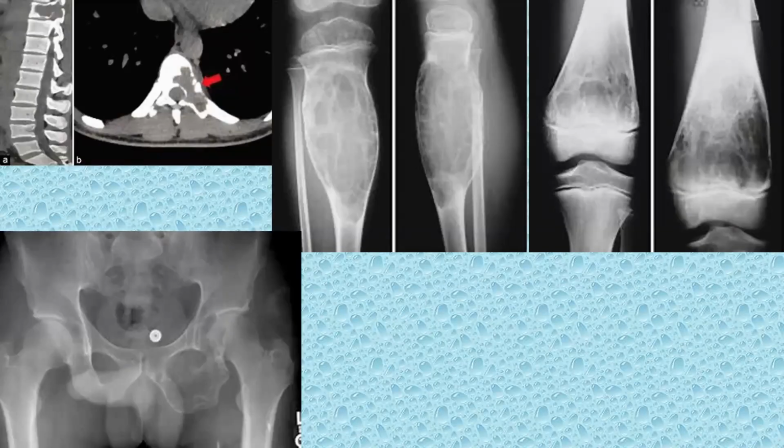This shows you a lesion occurring in the vertebral body. It can spread or extend from one vertebra to a neighboring vertebra. In the X-ray of the tibia, you can see the expansion of bone. This does not occur in unicameral bone cysts, and likewise in the distal femur.